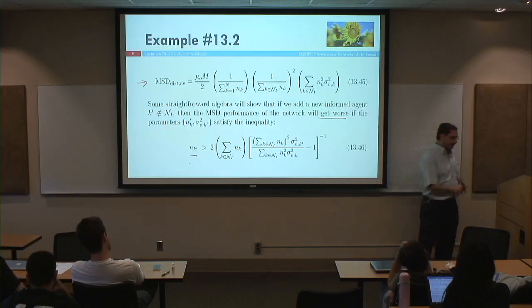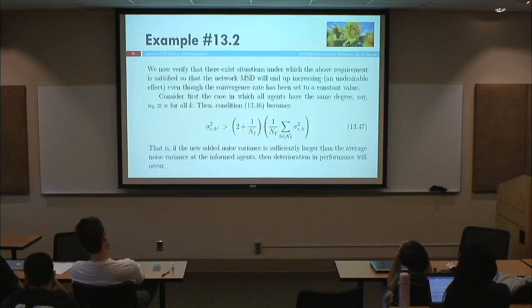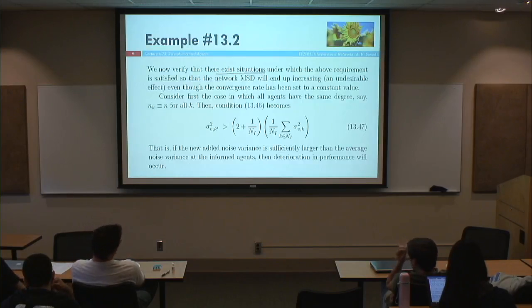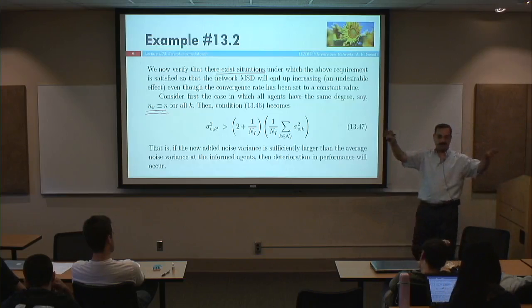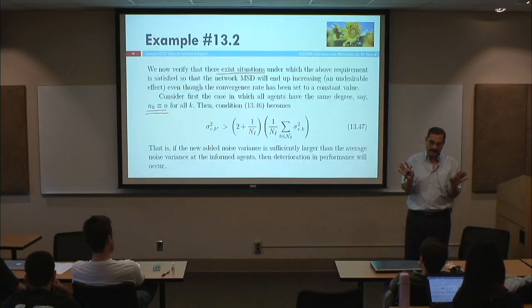So I give two examples. Maybe it's enough to discuss only one. So let's discuss. Now, verify that there exist situations. Let's consider first the following case. Let's assume all the agents first have the same degree. You happen to have a network where all agents have the same degree.